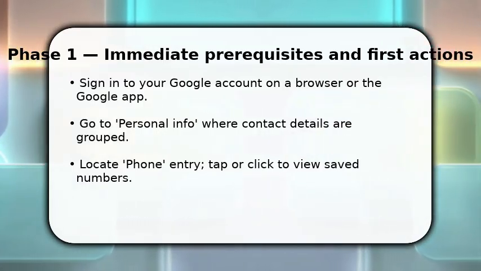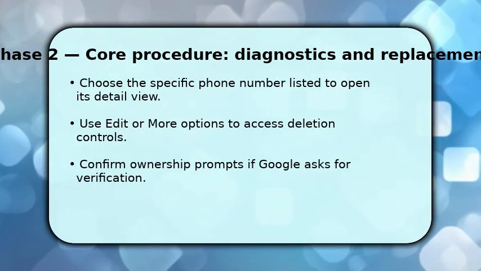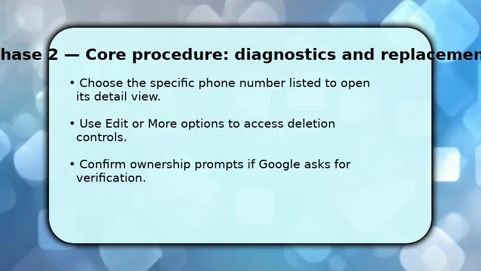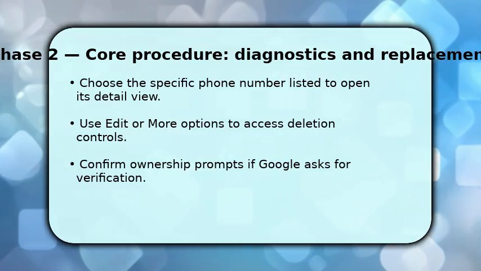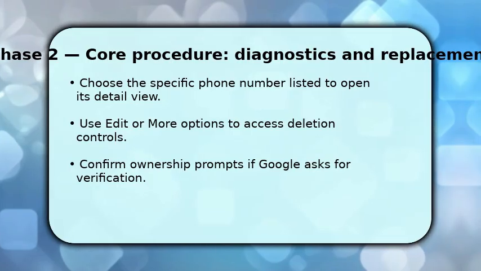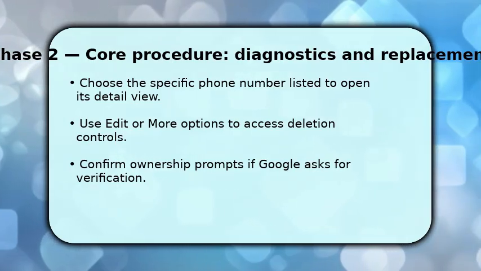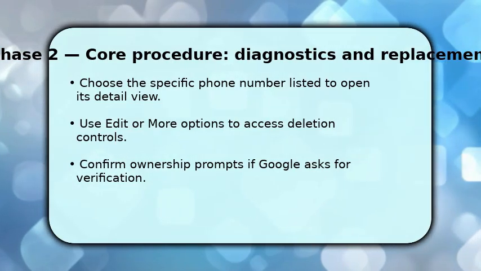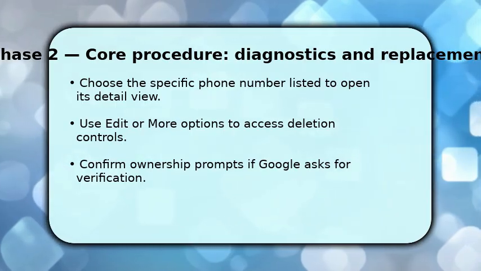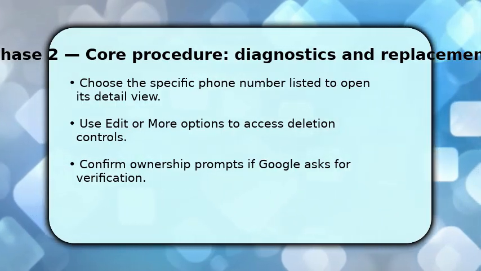Now you select the exact phone number shown and open its detail view. This is where actions live. Once opened, choose Edit or More, then look for Remove or Delete. Google sometimes hides it under a three-dot menu. If Google requests verification, follow the prompt. This prevents accidental loss and confirms it's your action.